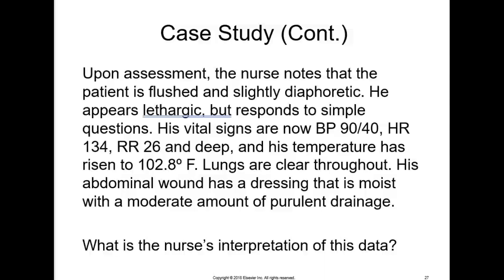The answer to this question is: the development of infection should be considered based on the patient's operative history and vital signs. He has tachycardia and increased respirations, as well as a moderate amount of purulent drainage at the abdominal dressing site. Surgical dressings should not contain purulent drainage.